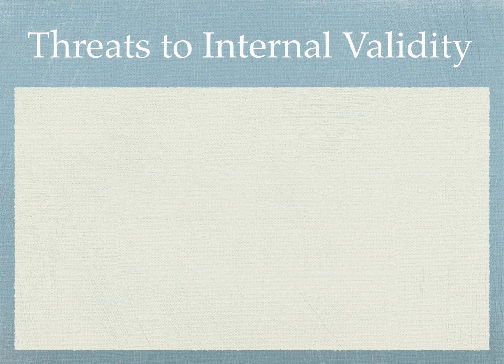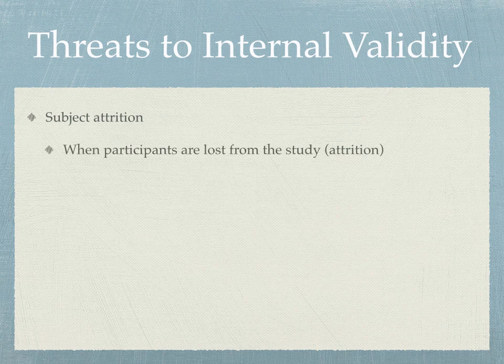Subject attrition, again, this is when people drop out of your study for any possible reason. Maybe your treatment condition is really boring and your control condition is not. And so people drop out of your treatment condition because it's boring. But people don't drop out of your control condition because it's fine. Again, that would be attrition.